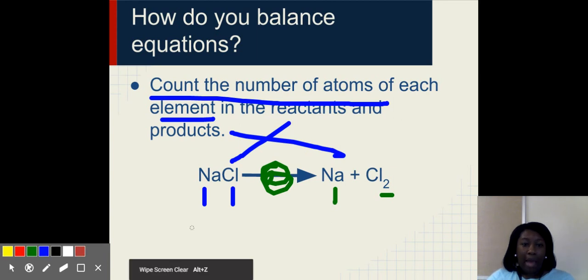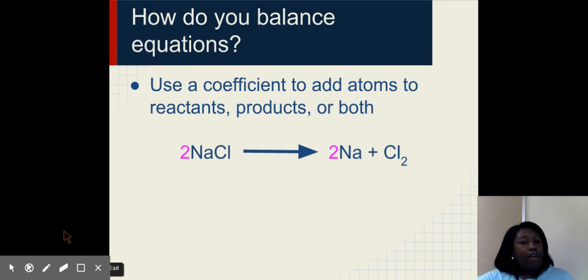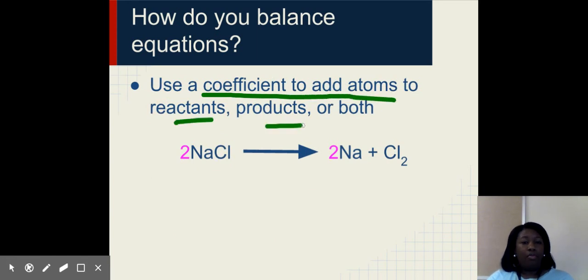So how do you balance the equation? You're going to have to use coefficients to add atoms to the product, the reactant, or both. Okay. So to start off, we know it's out of balance. We have that Cl2 right here. I added a coefficient here. I added 2, and that goes to both the NaCl. It goes together, okay? So what I do for one, I have to do for the other.